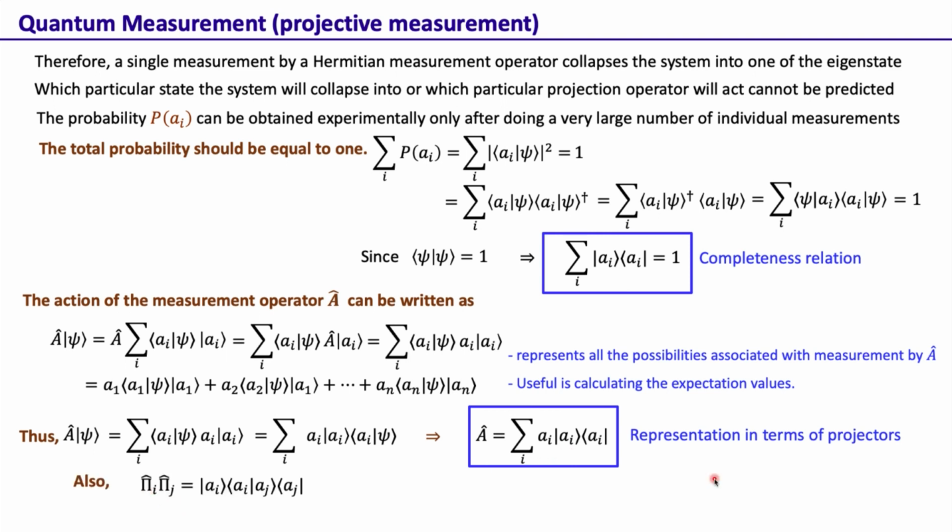Also, if we have two different projectors, they are actually orthogonal, and we can see that like this. This is pi_i pi_j, so a_i a_i a_j a_j. Since a_i and a_j are orthogonal, we get a delta function here. So that's the orthogonality relation. Different projectors are orthogonal to each other.